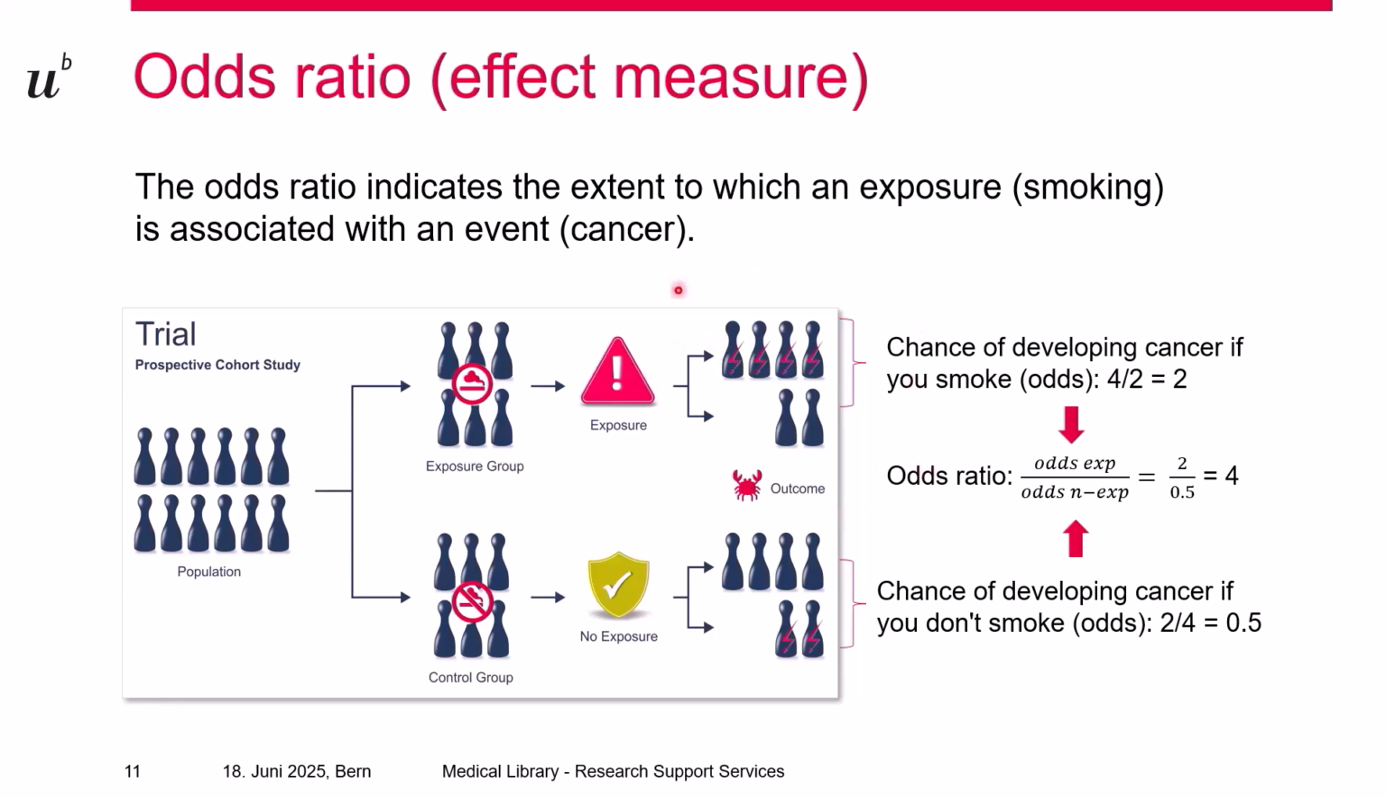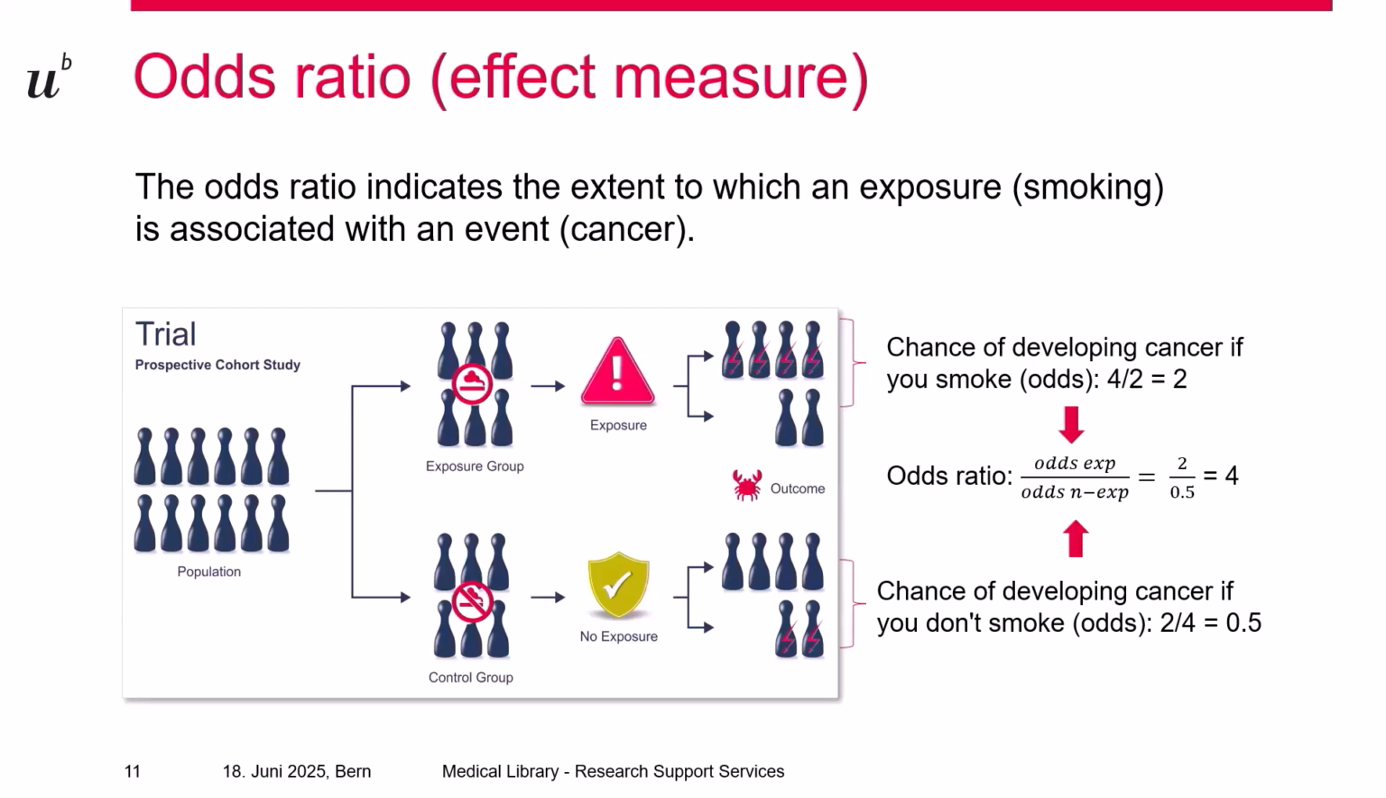Everything here is not interesting for calculating the odds ratio. So we have here the top group, the smokers, and we see 4 people develop cancer, while 2 do not. So the odds of getting cancer in this group, or the chances, are 4 to 2, which equals 2. In the bottom group, the non-smokers, only 2 develop cancer and 4 do not, giving odds of 2 to 4, or 0.5. Now with these two odds, we can calculate the odds ratio. It's 2 divided by 0.5, and we get an odds ratio of 4. This then means that smokers have a 4 times higher chance of developing cancer compared to non-smokers.